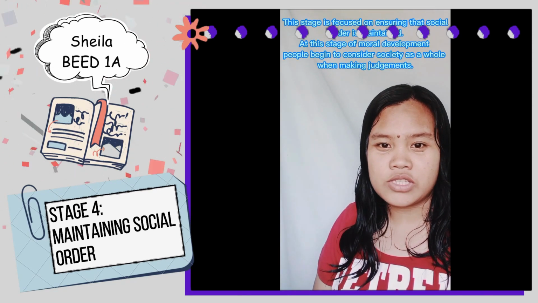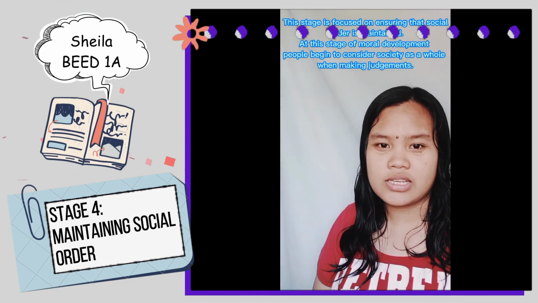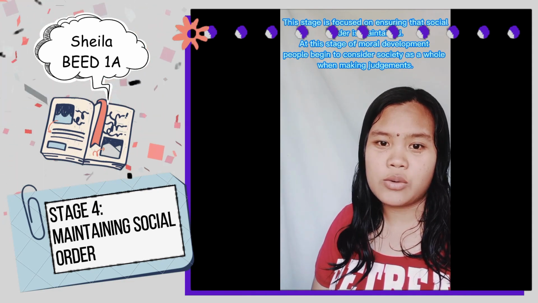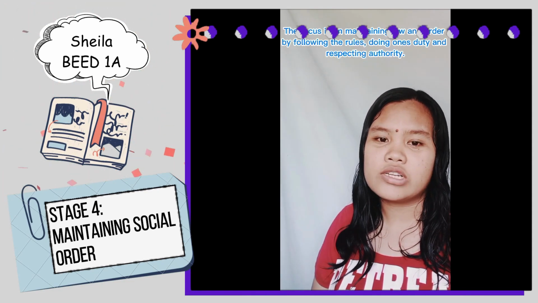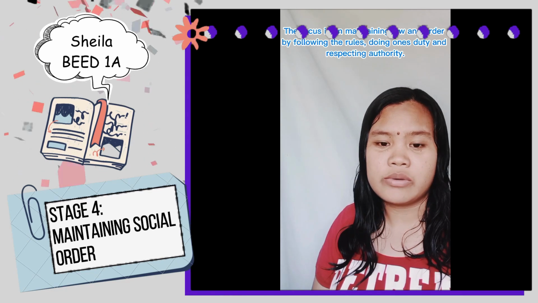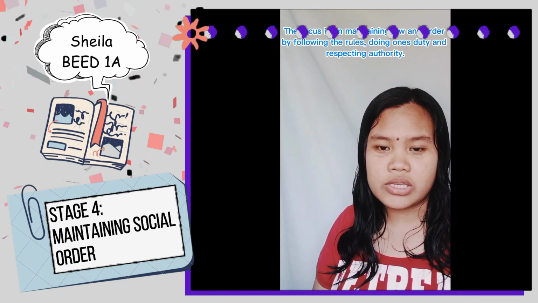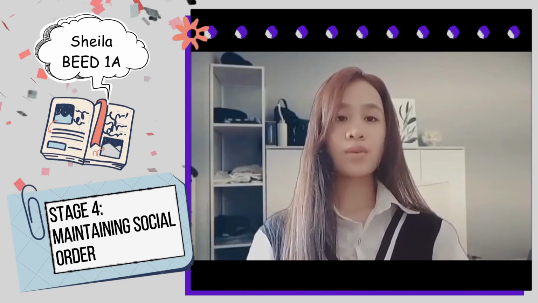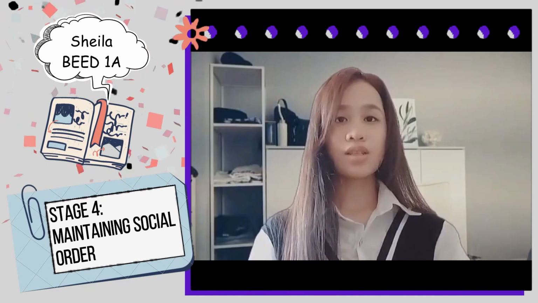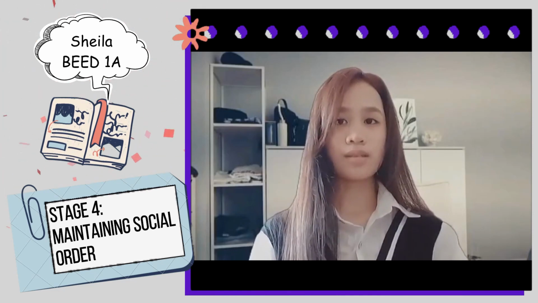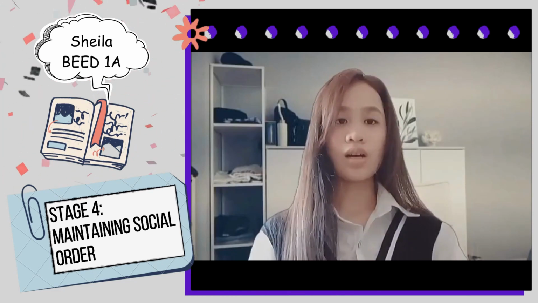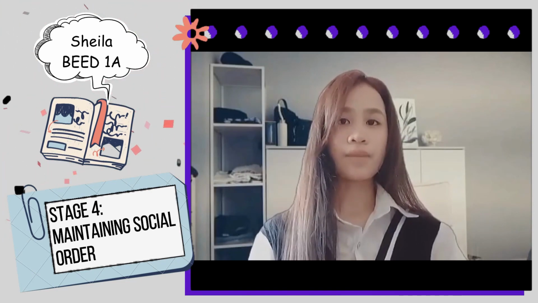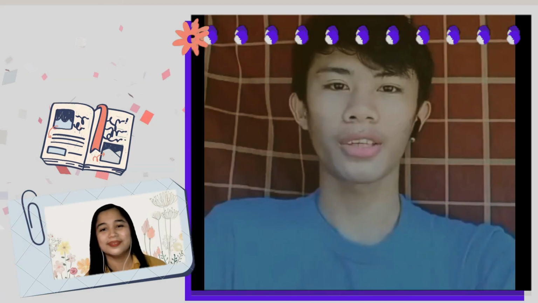Stage 4, maintaining social order. This stage is focused on ensuring that social order is maintained. At this stage of moral development, people begin to consider society as a whole when making judgments. The focus is on maintaining law and order by following the rules, doing one's duty, and respecting authority. Rules are viewed as uniform.